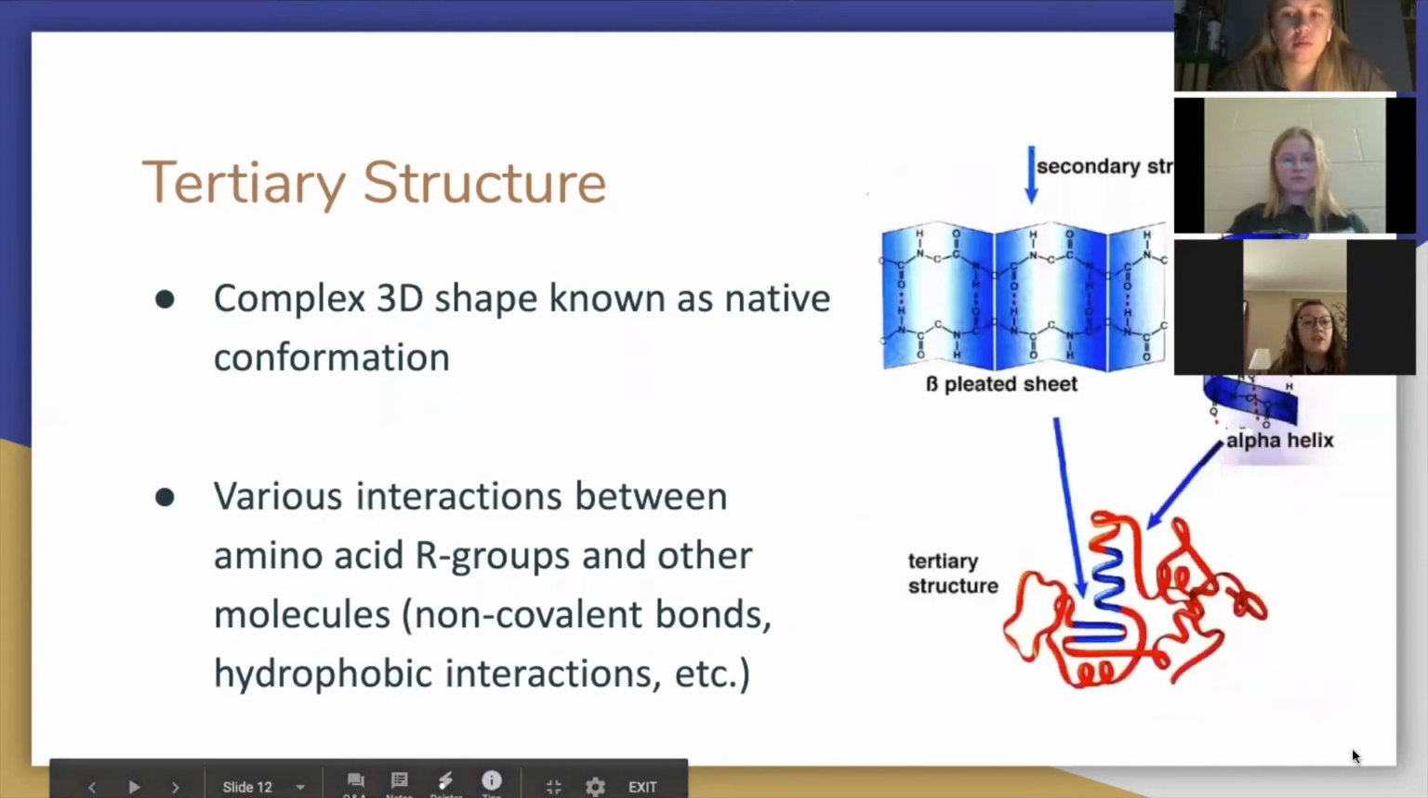The third structure is called the tertiary structure. It is known as the native conformation. It is a 3D shape that has various interactions between amino acids, R groups, and other molecules. All of these bonds are non-covalent and they are hydrophobic interactions.